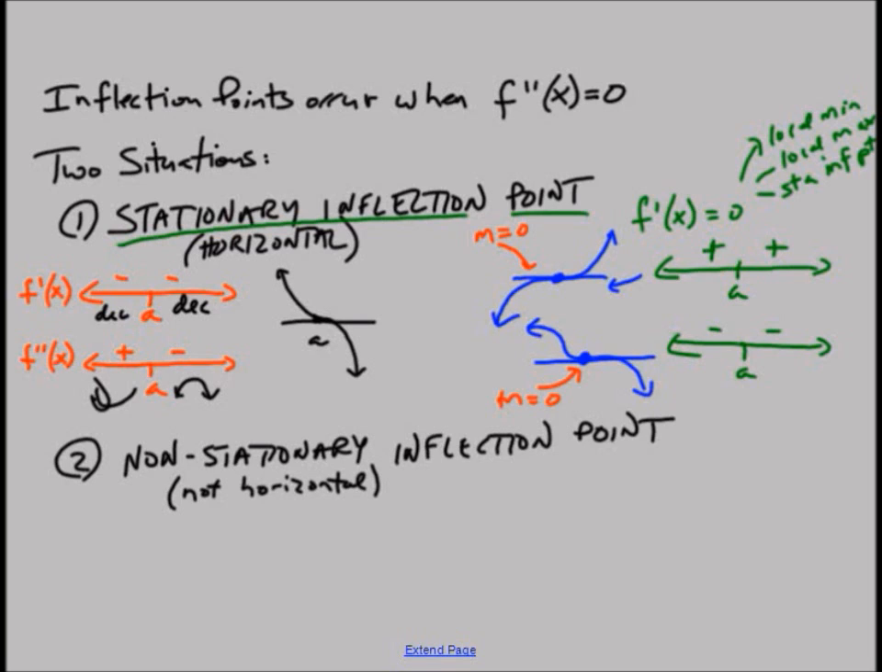In the second situation, non-stationary inflection point, we would have a situation where it looks something like this. We've got a local max, a local min that we'll call B and C. We still have an inflection point here, but this inflection point does not have a tangent line that's horizontal. This inflection point has a tangent line something like this. So this is our original function. This is the tangent. And the slope is not 0.